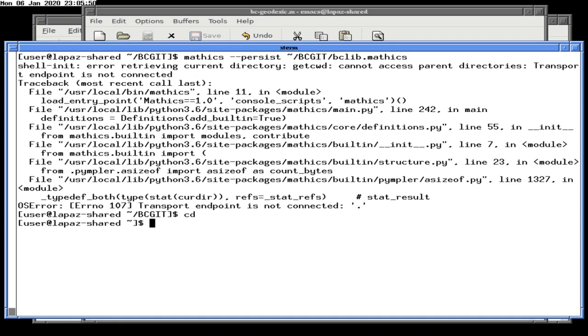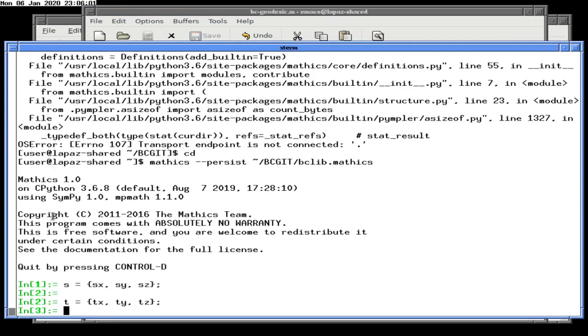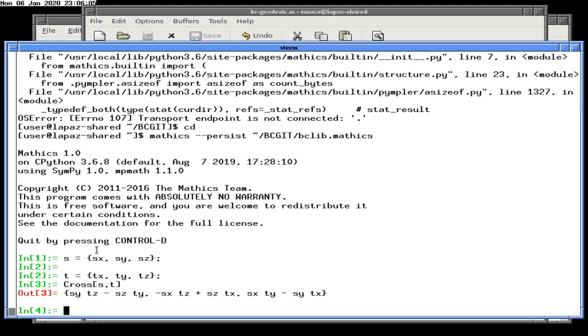Oh, once again, because I re-secure shelled, we lost the current directory. Okay, so we're going to go ahead and say S and T are these, and then we're going to find the cross product. And there we go, and it's not very difficult looking. So this is the vector that's perpendicular to the plane in which S and T are.